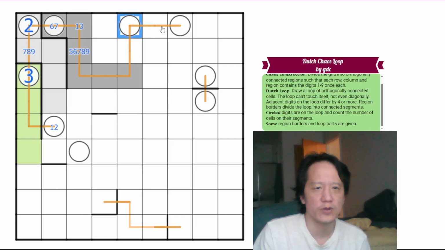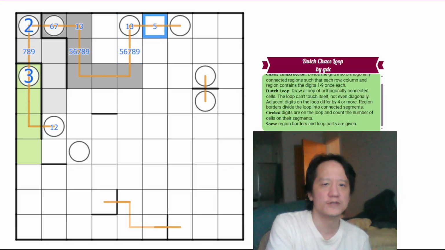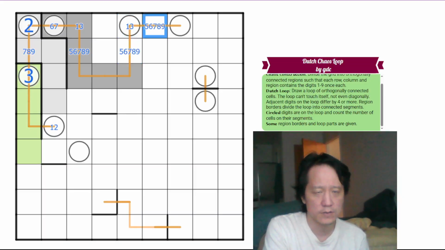This cannot be, this is at most 3. So this is 1 or 3 here. That means this must be 5 through 9. This must be 5 through 9. That means this is either 9 or it's 1, 3, or 4.